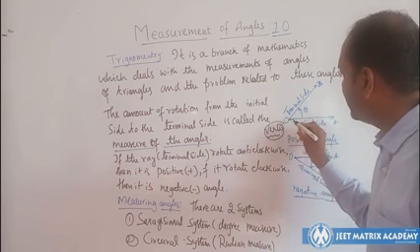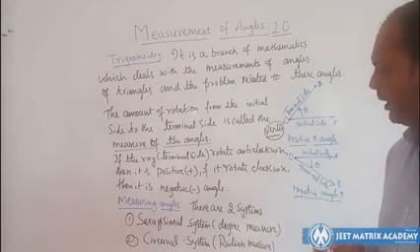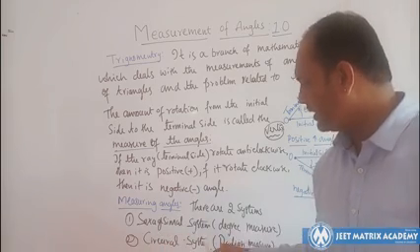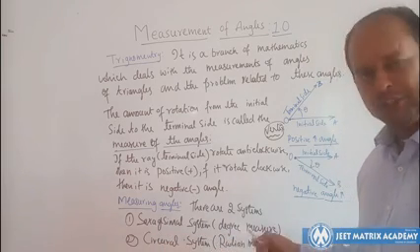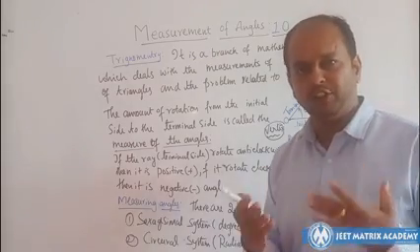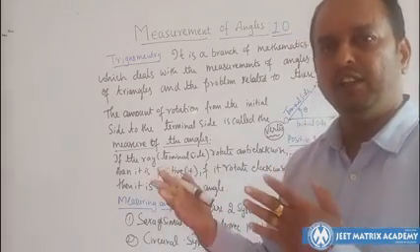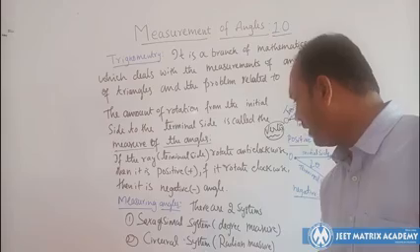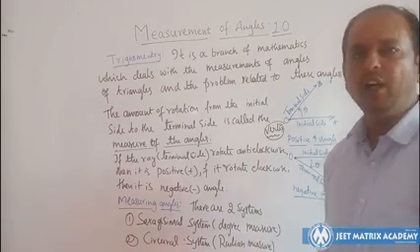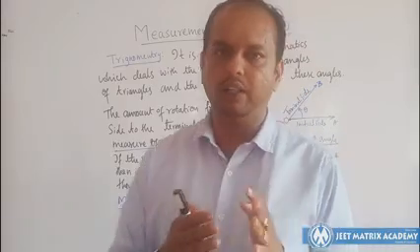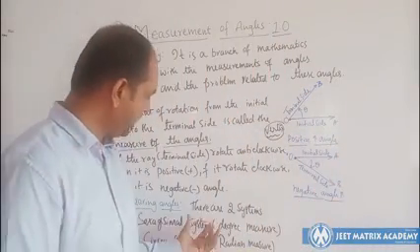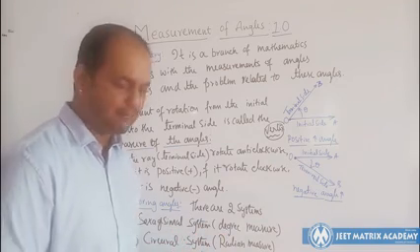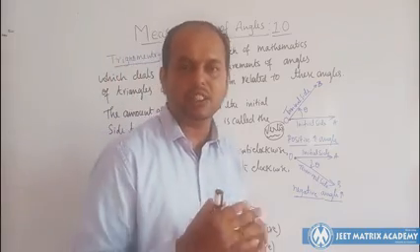There are two methods of measurement of angles. The first one is the sexagesimal system, meaning degree measure, like 0 degree, 30 degree, 45 degree, 90, till 360. The second one is the circular system, which is called radian. We will discuss more about the degree measure, or sexagesimal system, as well as the circular system, and see how we can connect these two systems.